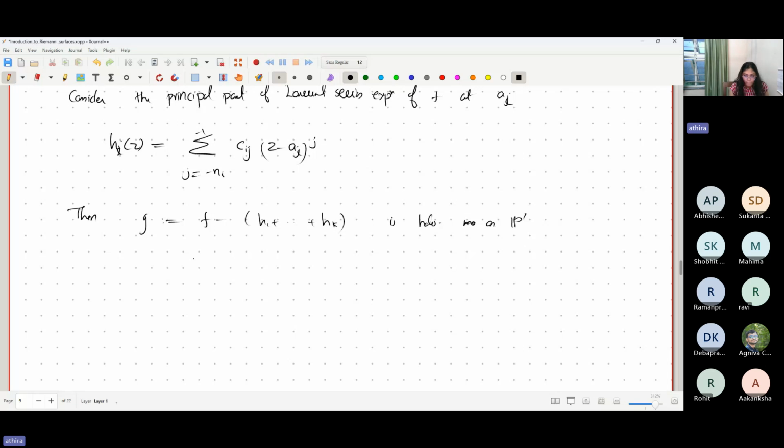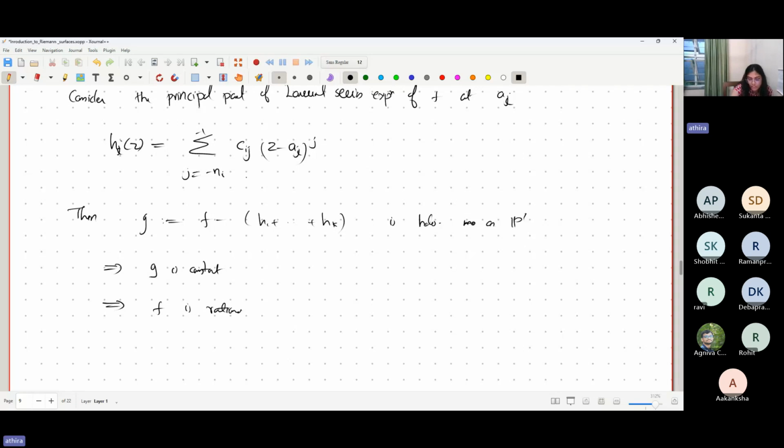We have already said that a holomorphic function on a compact Riemann surface is constant. That means g is constant, which gives f is rational, because these are rational functions. Rational means polynomial divided by another polynomial. Is this proof fine?